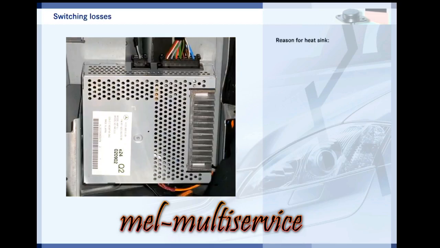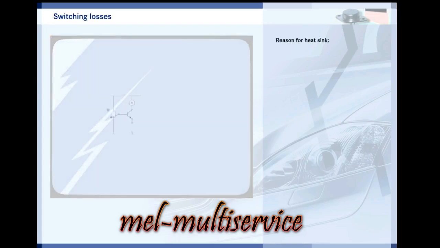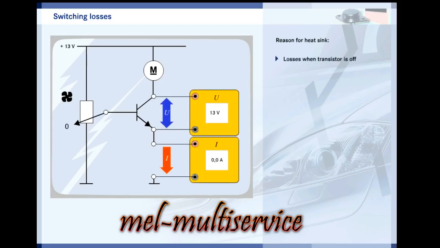Have you ever wondered why control units sometimes have heat sinks? This transistor controls a fan motor. First look at the transistor when it is not conducting. The entire supply voltage is across the transistor, but no current is flowing. The loss is the current multiplied by the voltage, so in this case it is 0 watts.